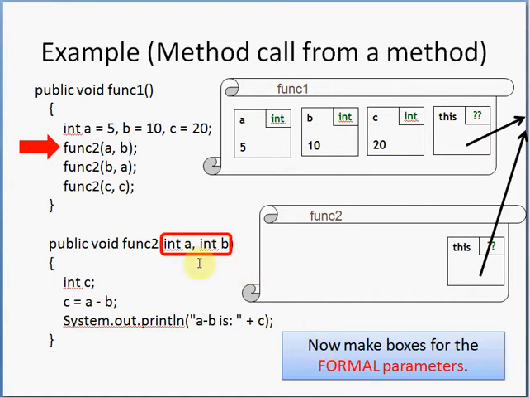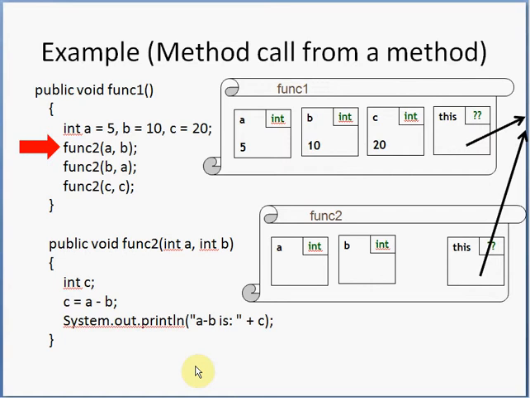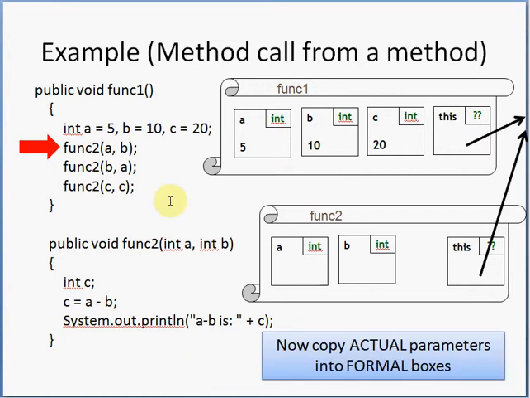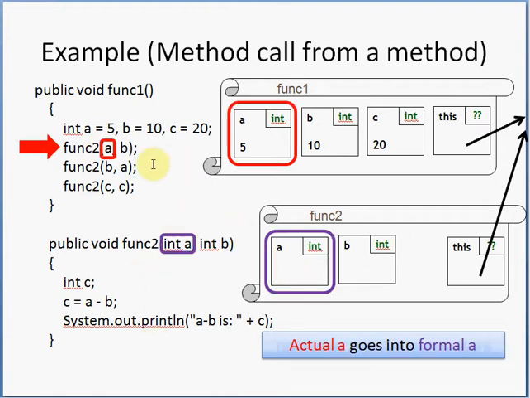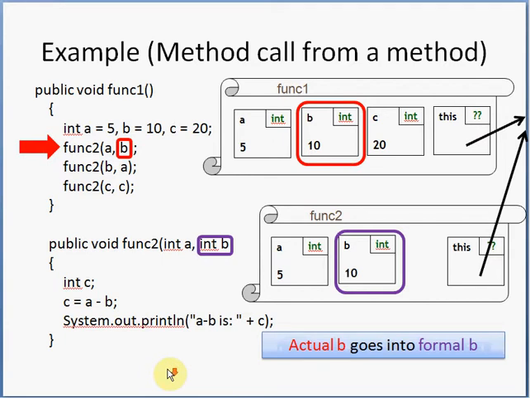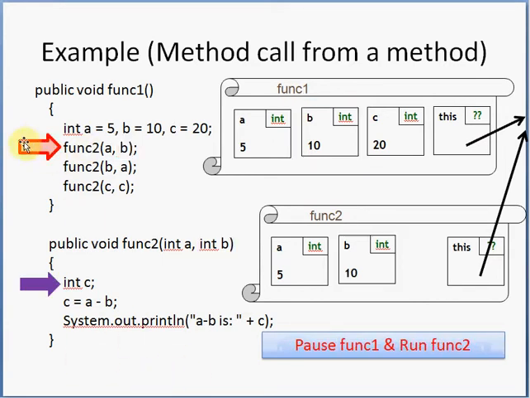The next step is we have to make boxes for any parameters that func2 has. In this case, it's got A and B. Those are the formal parameters. So we make boxes for that. And then we need to copy the actual parameters, the actual values from func1, into these boxes. So we do them in order. A goes in the first box, B goes in the second box. It just so happens the boxes have the same names, but it doesn't really matter. So the actual A gets copied into the formal A. The actual B gets copied into the formal B. We're off and running. Func1 is paused right now. We're into func2. We have to do all of func2 and then we'll go back and keep going.